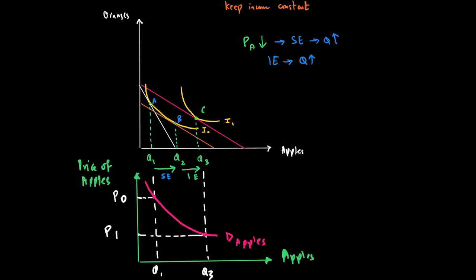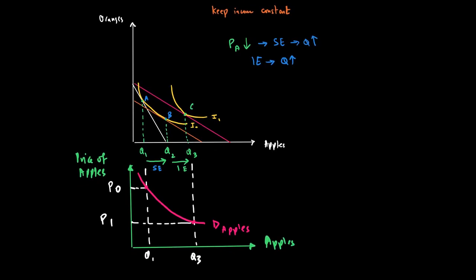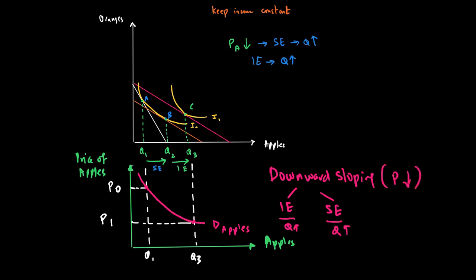And the reason why it's downward sloping is because both income effect and substitution effect are saying we should buy more of this good. So when you're looking at a demand curve for normal goods, it is downward sloping because both income effect and substitution effect say we should buy more of the good when the price of the good goes down.